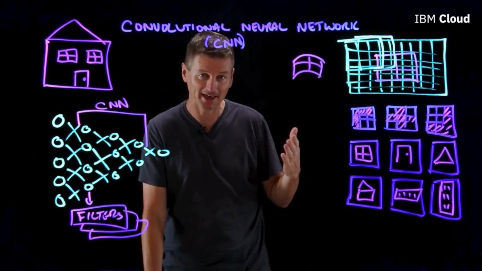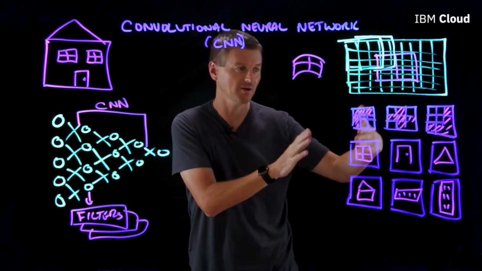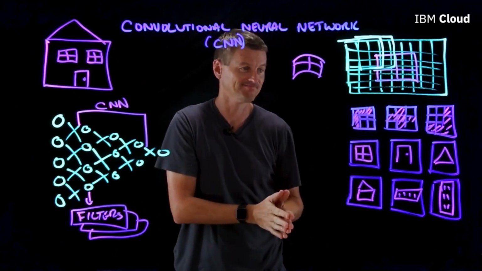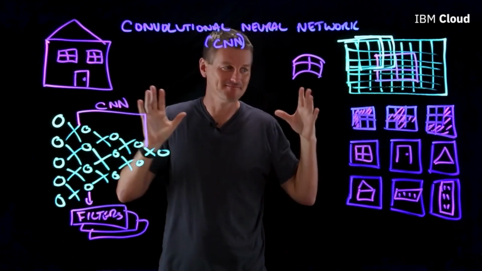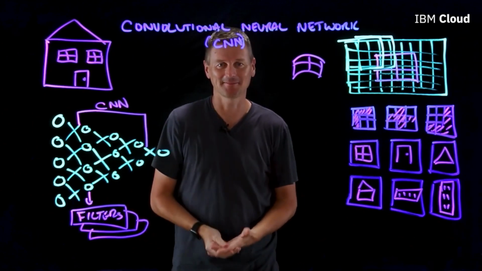So you can see the application of these filters increases as we go through the network and can perform more and more tasks. And that's a very high-level basic overview of what CNN is. It has a ton of business applications.